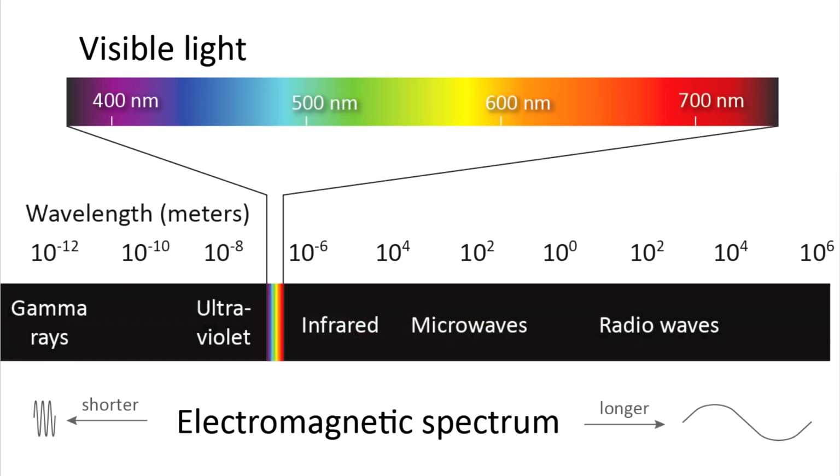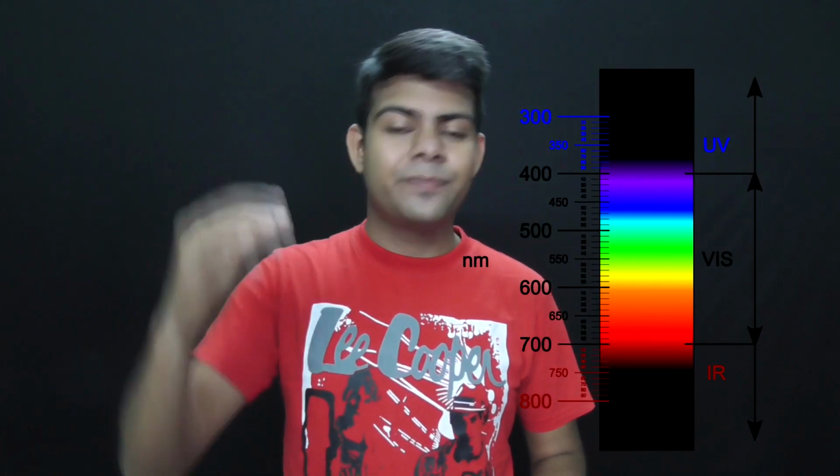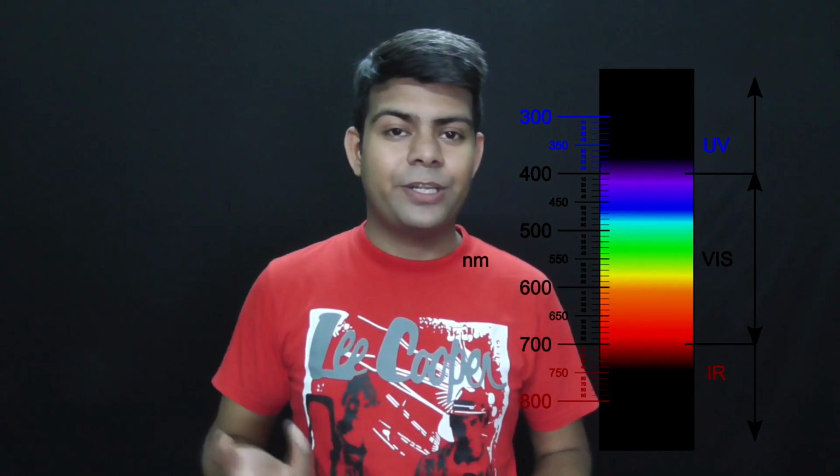Now the part of the spectrum that we can see is only the visible region. So all the colors that we see lie in the visible region. The visible region starts from red and goes up to violet color. Below the red we have the infrared region, and above the violet we have the ultraviolet region.